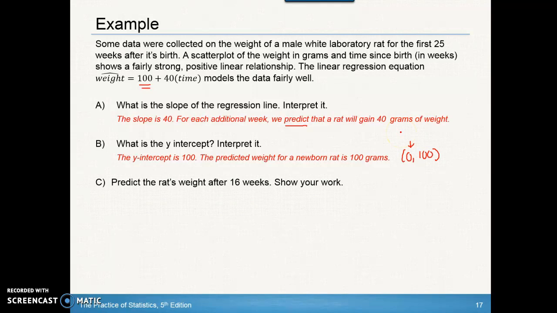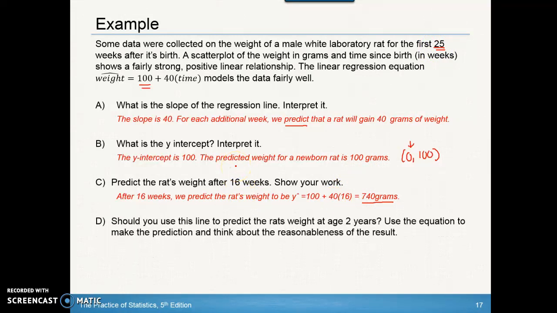Let's predict the rat's weight after 16 weeks. Go ahead and plug in 16 for the time. The predicted weight is 740 grams. Now, notice it collected data for the first 25 weeks, so this 16 weeks is not extrapolated. It is within the range of x values that we've collected. So should we use this line to predict the rat's weight after 2 years? Use the equation to make a prediction and think about the reasonableness of this result.